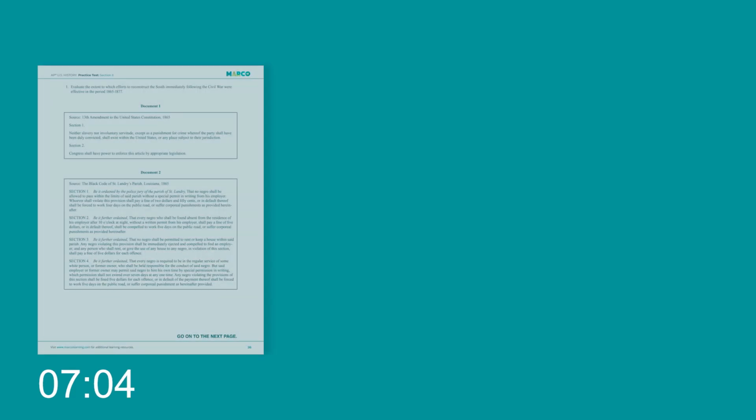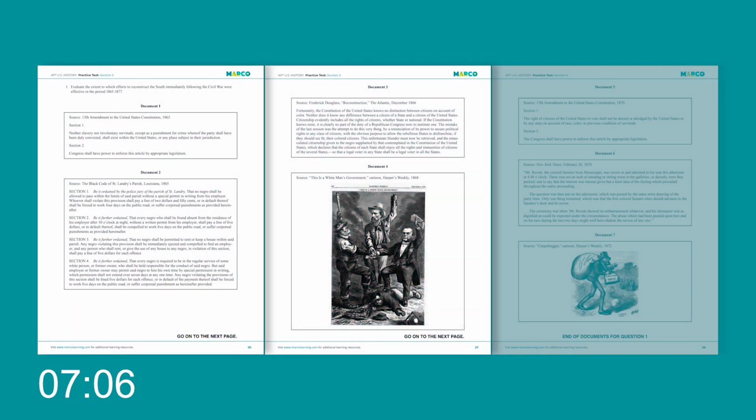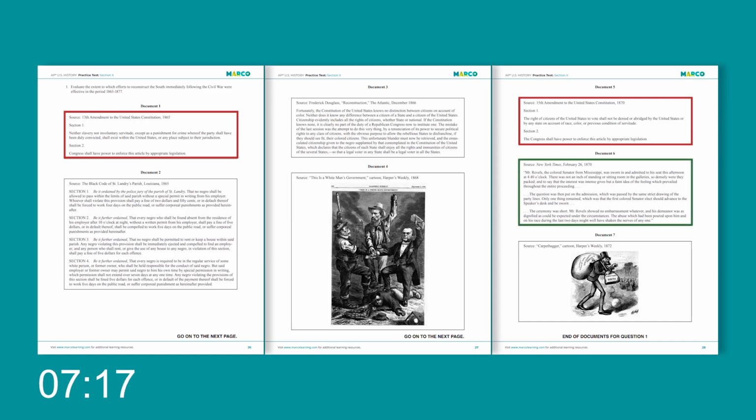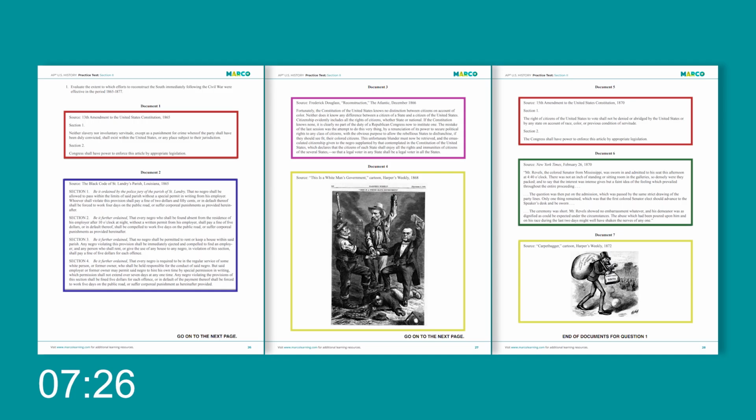Now what I'm going to do is line up these documents real quick just to see the big picture. It's only 7, right? So I got 2 amendments. Document 1 is the 13th Amendment. Document 5 is the 15th Amendment. I've got 1 newspaper account in document 6, 2 cartoons in documents 4 and 7. I have a law code in document 2, and I have an article from Douglass. So it's nice, 2 amendments, 2 newspaper articles, 2 cartoons. I'm looking for parallels because I might be able to talk about that and brag about it in my essay.